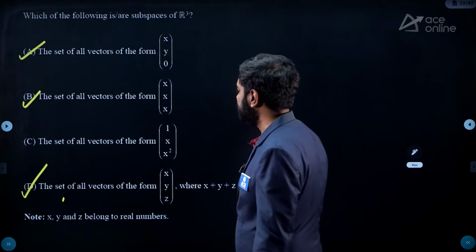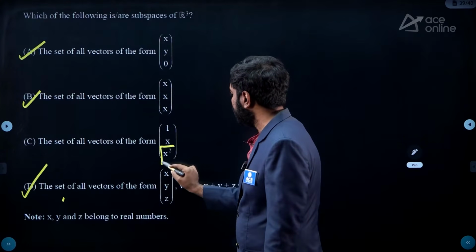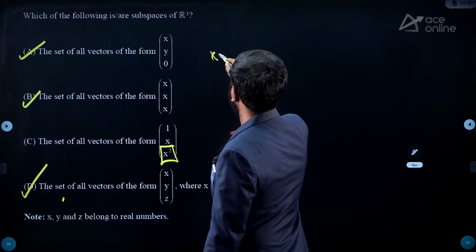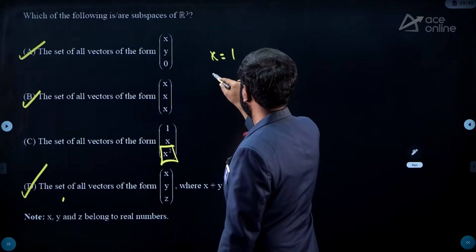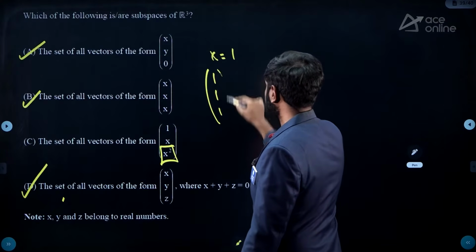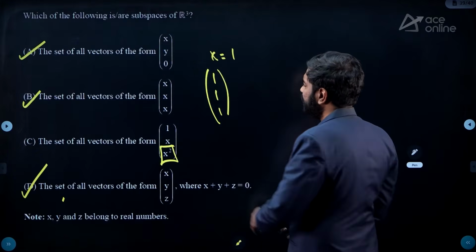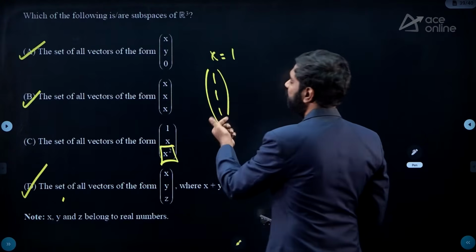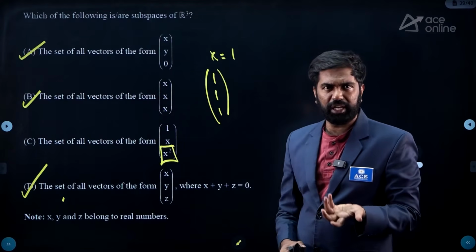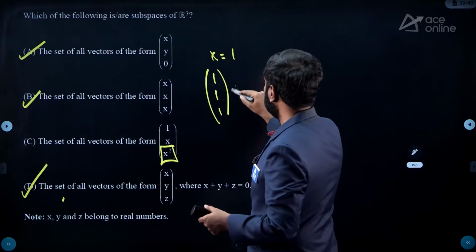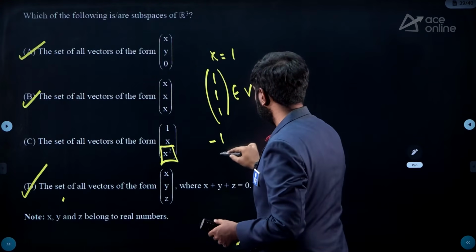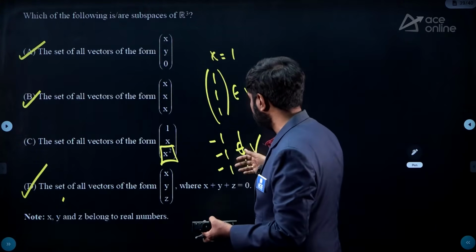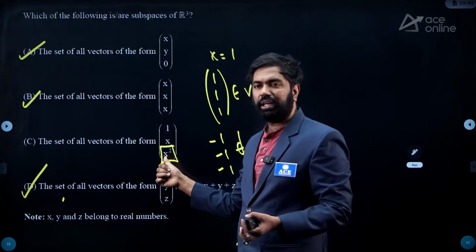And I have an issue with C, because of this square. When I take the value of x as 1, then the vector will be like 1, 1, 1. Whatever the component is, it is x square, and this can never be negative. Yes or no? This can never be negative. So if this is part of the vector space, then minus 1, minus 1, minus 1 is never part of the given set, because x square can never be negative.